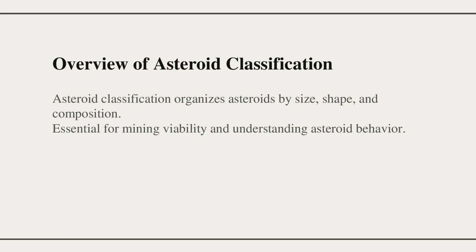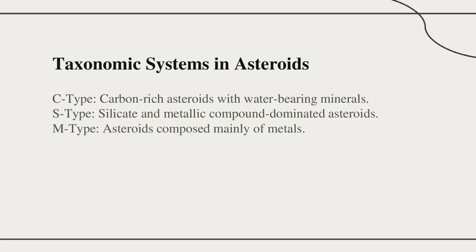Ah, space mining. So how do we actually classify these asteroids? Well, traditionally, astronomers have used what's called a taxonomic system. It's mainly based on how asteroids reflect light, their albedo, and their spectra. So like how much light they reflect and what colors they give off? Exactly. And based on these properties, we have three main types: C-type, S-type, and M-type.